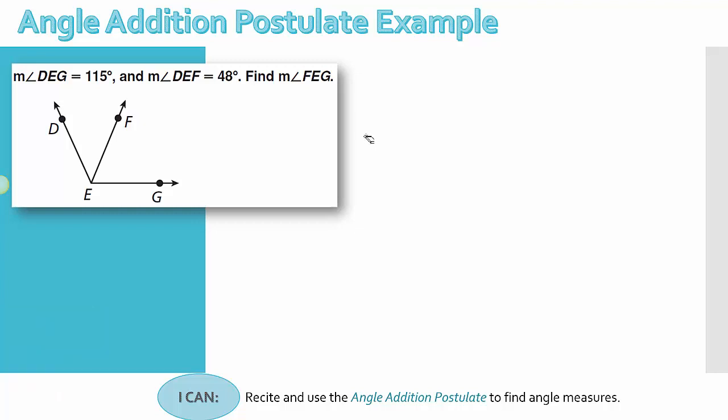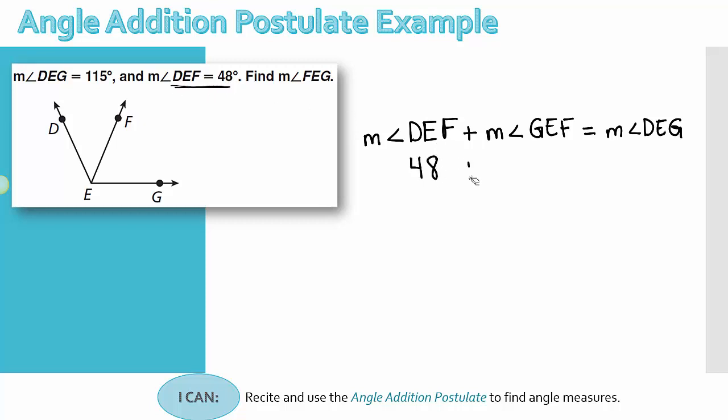So the first thing I'm going to do is say the measure of angle DEF plus the measure of angle GEF has to equal, so that's DEF and GEF, have to equal the measure of the whole thing, angle DEG. So now I'm going to substitute in what I know. Do I know DEF? I do. I know that DEF is 48 degrees.